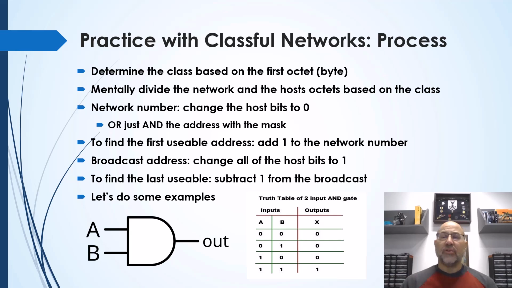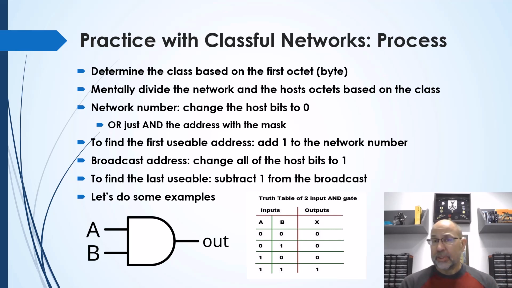So the first thing that you do when presented with an IP address is you say, what class of IP address is this? What is the class of network to which this address belongs? So you look at the first byte or the first octet. And then you say, okay, well, based on that first byte, I know that the network bits are here and the host bits are here. And then what you do is you change all of the host bits to 0, and that's your network address.